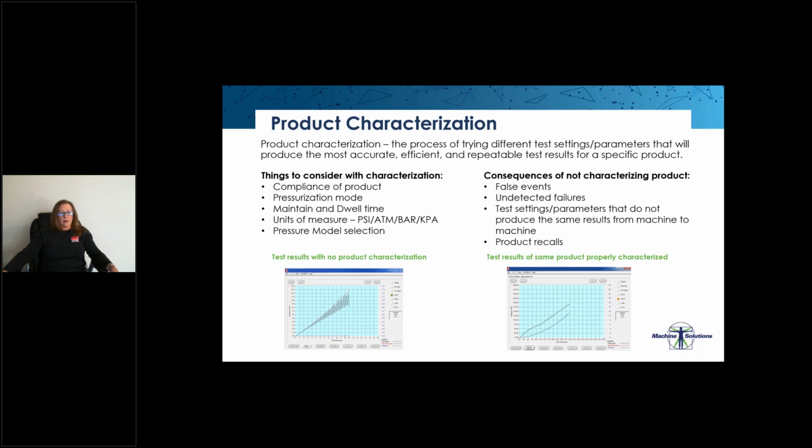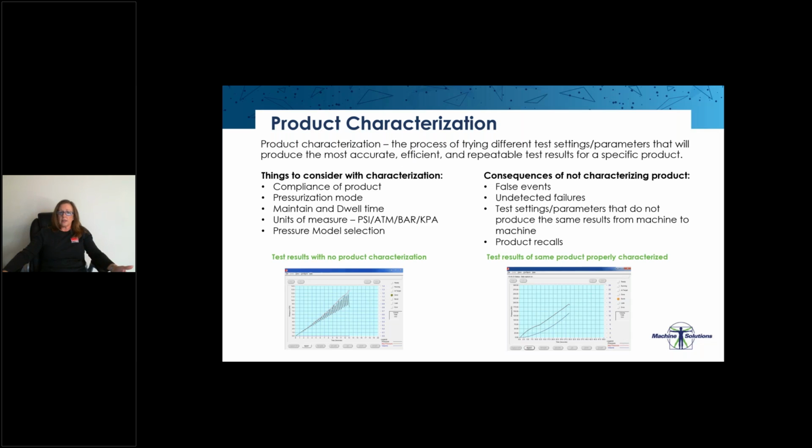Things to consider with characterization include the compliance of the product. Is it a rigid product or is it a compliant product? What pressurization mode do we want to use? I've mentioned today several different modes. Leak, burst, and fatigue testing typically use different pressurization modes. We want to select a correct maintain and dwell time. What are our units of measure?